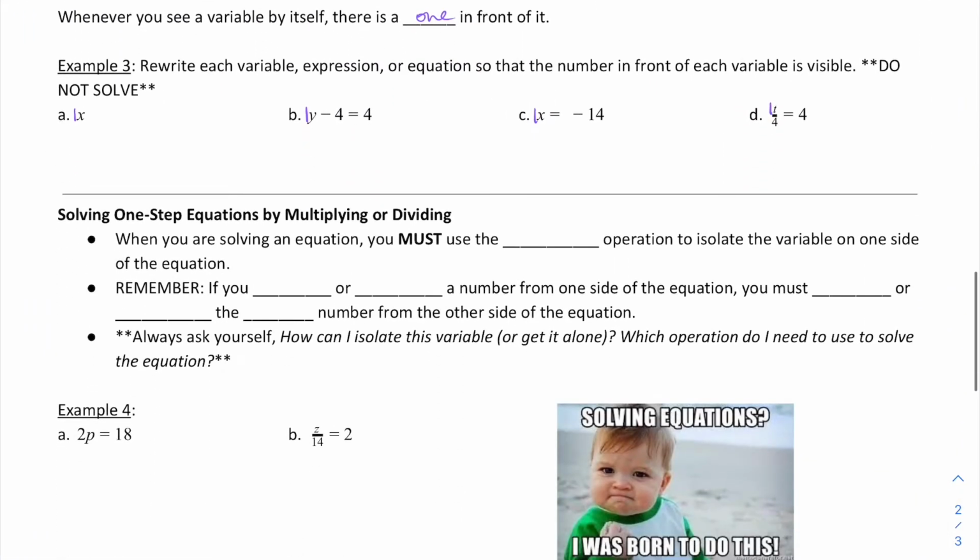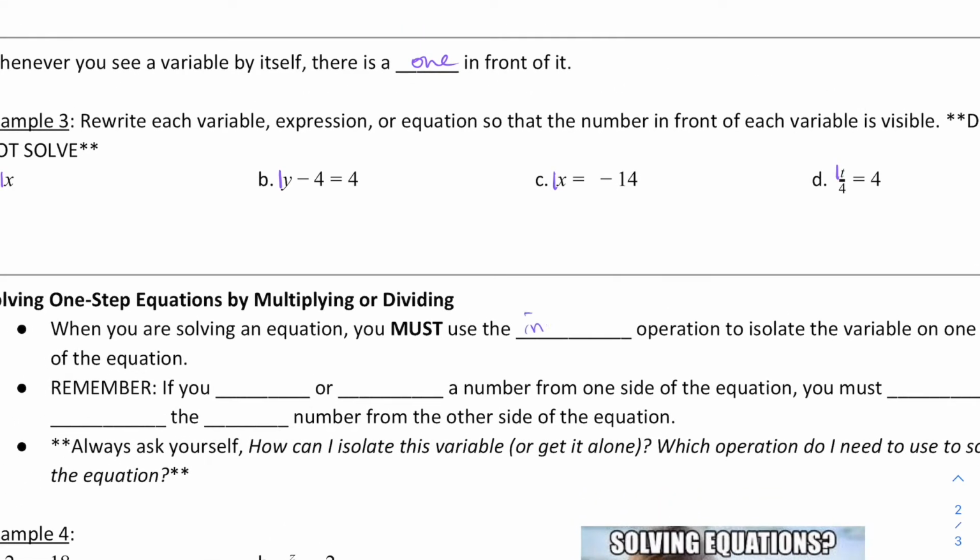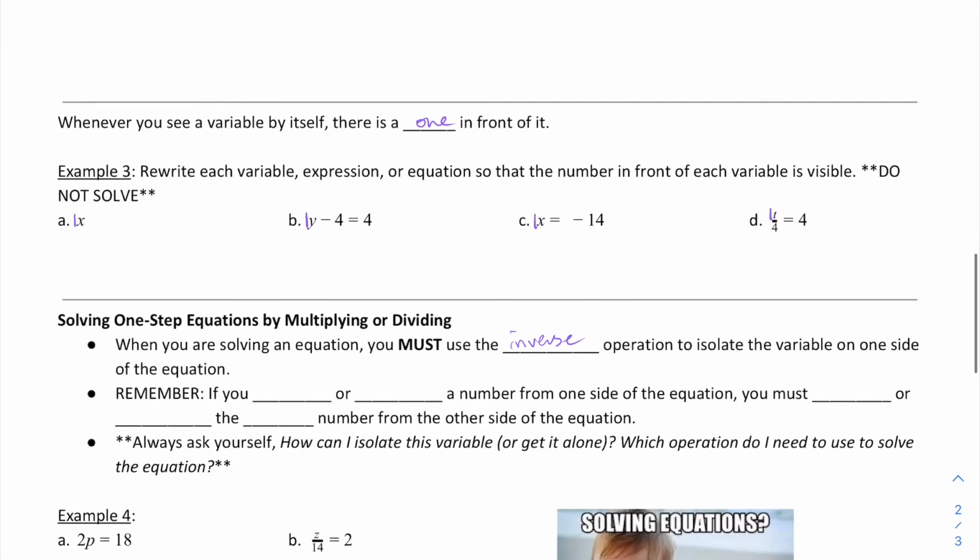So, solving one-step equations by multiplying or dividing. When I'm solving an equation, you must use, this is exactly the same thing as earlier, inverse operations to isolate the variable on one side of the equation. Remember, if I multiply or divide a number from one side of the equation, you must multiply or divide the same number from each side of the equation.